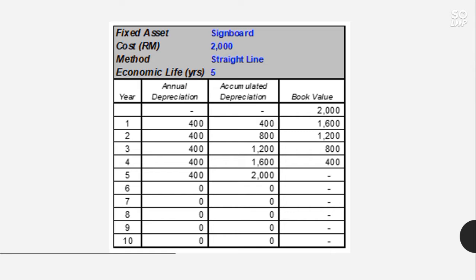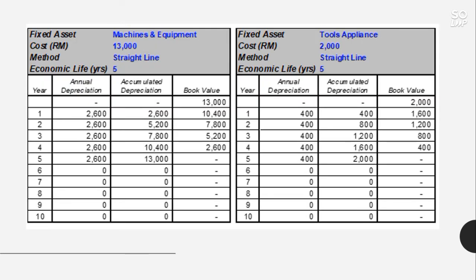Next is for signboard. The cost of signboard is at 2,000, and the economic life is at 5 years. For the next part is for machine and equipment. The cost is at 13,000, and the economic life is at 5 years. And the last one is for tools appliance. The cost is at 2,000, and the economic life is at 5 years.